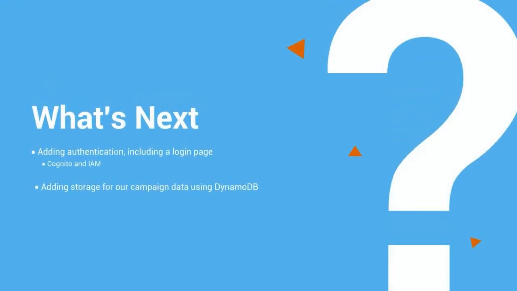So what's coming up next? On the next video, we're going to be adding authentication, including a login page. This will use the Cognito and IAM AWS services. And we're also going to be adding storage for our campaign data using DynamoDB. So I hope to see you there.